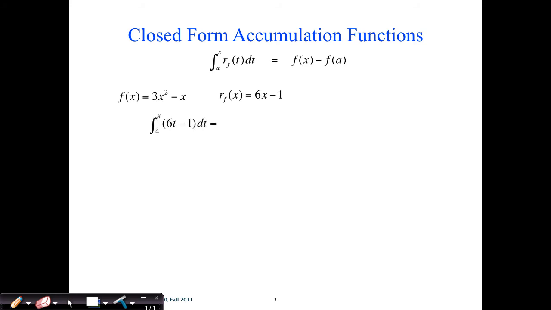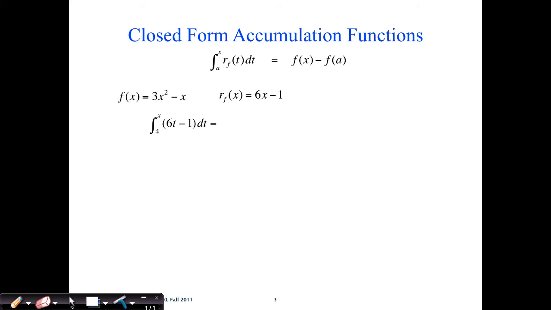We talked about this a little bit earlier also, but if I have this 3x squared minus x as my accumulation function f, I know its rate of change, easy enough, 6x minus 1. So this expression here, just thinking about what its meaning is, this is talking about an accumulation that occurs between 4 and a general x due to this rate. But I know that that's the rate of change for this f of x up here.